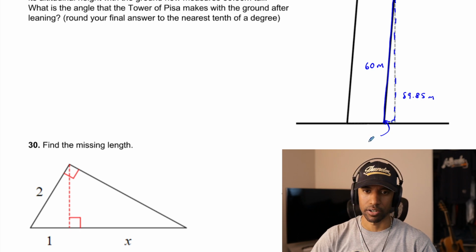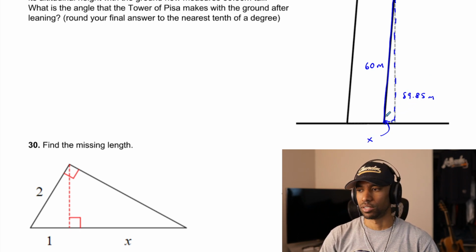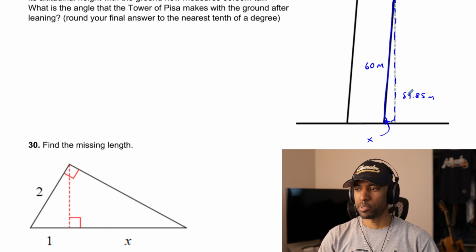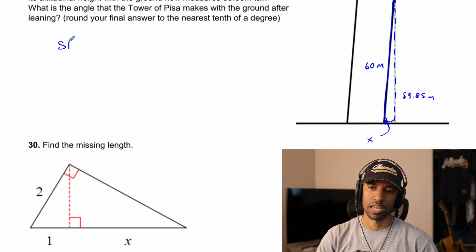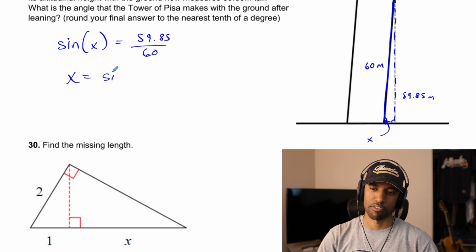What's this angle right here? I'm going to call x. All right, I want to know what that angle is that it's making. So this is opposite and hypotenuse. This is opposite and hypotenuse. The sine of our unknown angle equals opposite over hypotenuse. So take the inverse sine of both sides. We're going to go ahead and compute that right there.